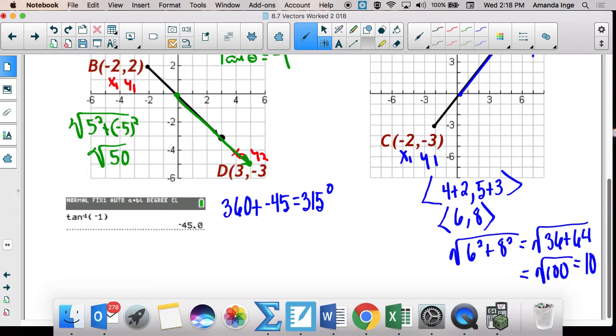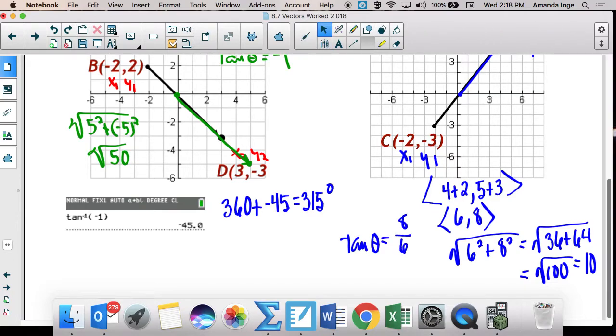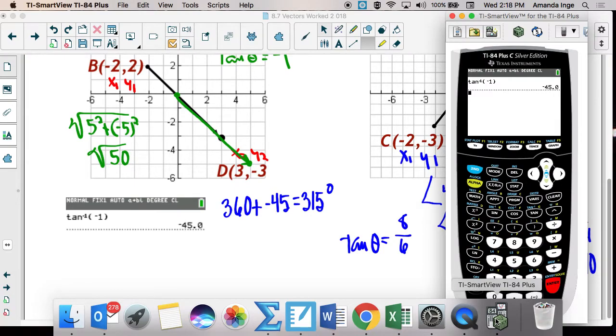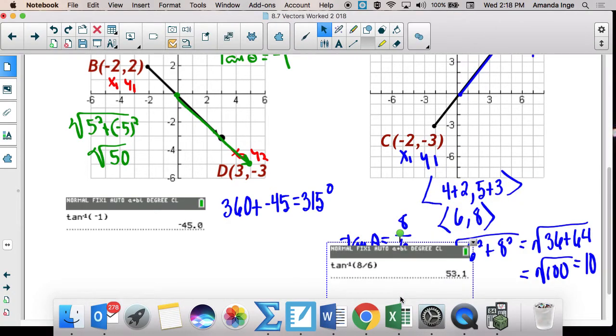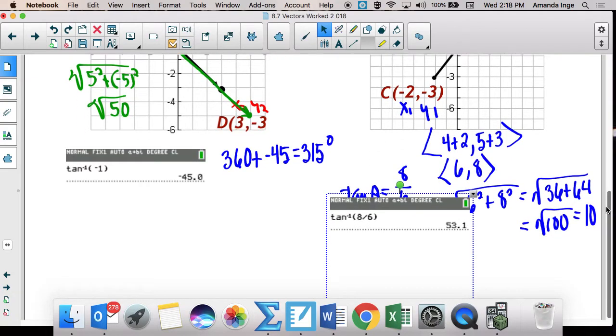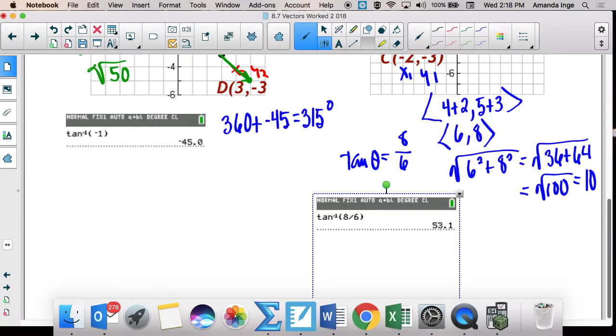So then if we're looking for the tangent of theta, which gives us the direction, we have 8 over 6. So second tangent, 8 divided by 6, and we get 53.1. Alright, we're in quadrant 1 because that's 6 and 8. So that is the answer. So it's 53.1 degrees.